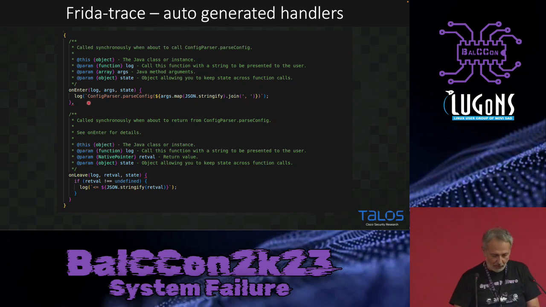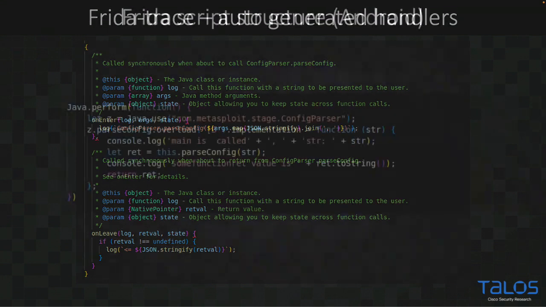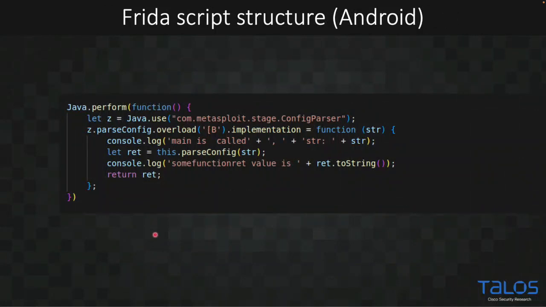And you can see here how the config function, parseConfig, is called. These are the arguments, and it logs those arguments. So in the next step you can actually modify this JavaScript code. And one of the best ways to modify the code is to write a script for yourself.